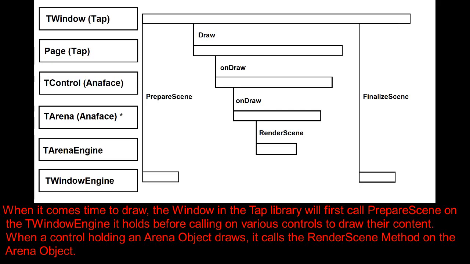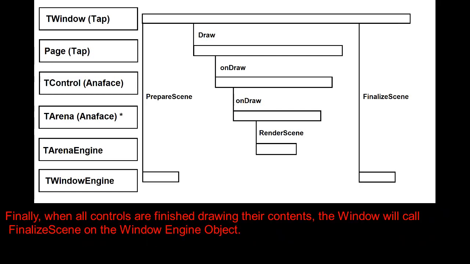When it comes time to draw, the window in the tap library will first call prepare scene on the T window engine it holds before calling on the various controls to draw their content. When a control holding an arena object draws, it calls the render scene method on the arena object. Finally, when all controls are finished drawing their contents, the window will call finalize scene on the window engine object.